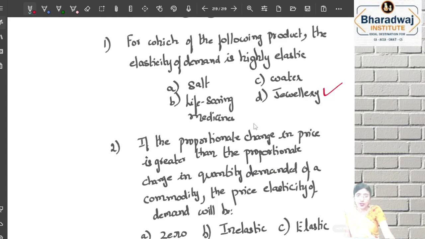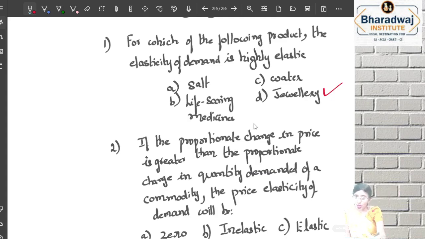Highly elastic means what? What is the meaning of highly elastic? What's the explanation for highly elastic? The demand change is more than the change in price. Elasticity simply means as the price changes, it will have influence on quantity demanded. Degree of responsiveness of quantity demanded to price changes. That is the technical definition.